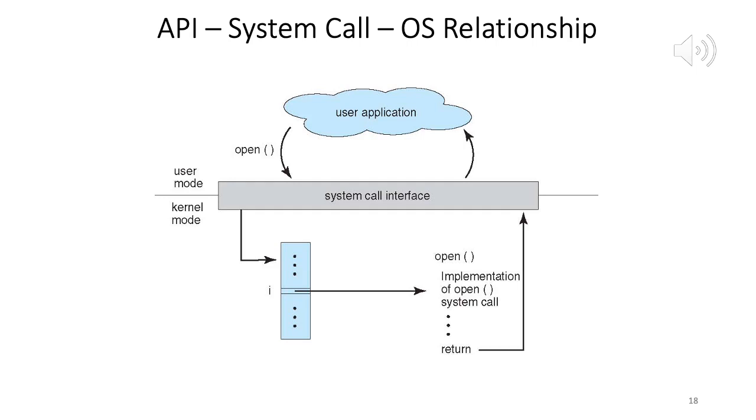So these are like the different layers. On the top layer, you have your user application. Once it makes the API call, you switch from user mode to kernel mode through the system call interface, and then the kernel executes the system call on behalf of the user and relays back the result to the user application. Okay. So this is in general the API, system call and OS relationship.